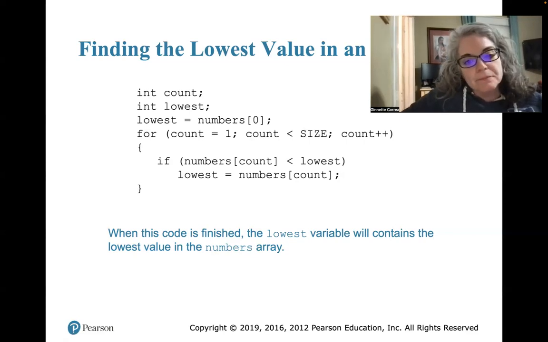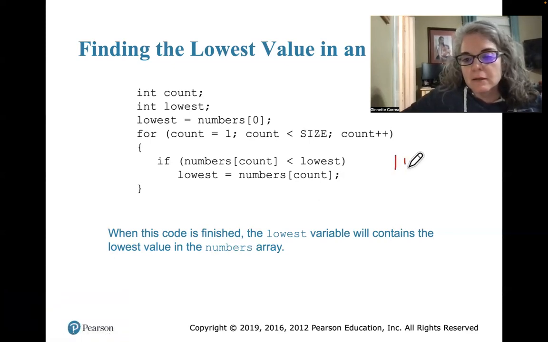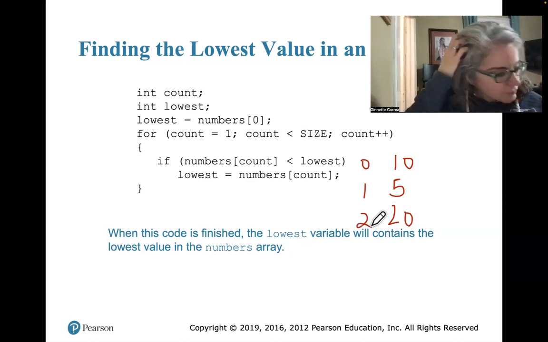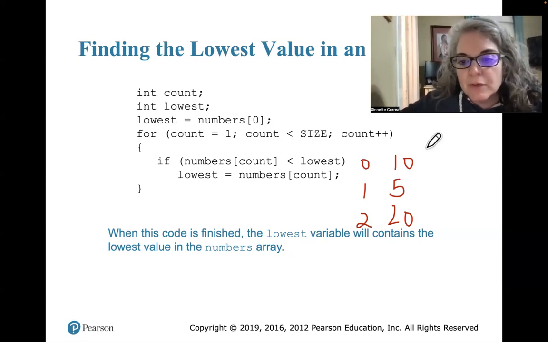So make sure that you run this and that you look at it. Let me give you an example. So let's say I have an array of 3 things. The array is called numbers. So this will be number sub 0, number sub 1, number sub 2. And the first time, number sub 0 is 10. So lowest is 10.